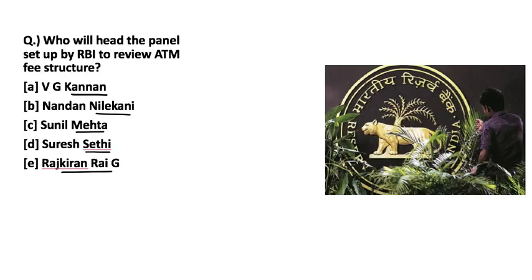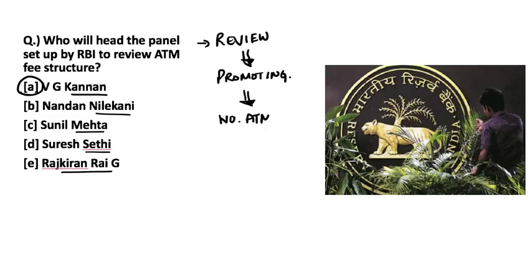So who is the head of this committee and what is the primary purpose of this committee? The answer to this question is A, V.G. Kannan. And the primary purpose of this committee is to review the existing structures and the cost patterns related to ATM transactions, with the objective of promoting ATM transactions. It has been identified that the number of ATM transactions in the country has been increasing consistently, and therefore it's time that we review the fee structures which are to be levied on people for using ATMs.